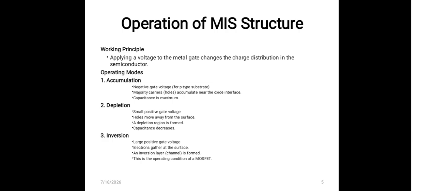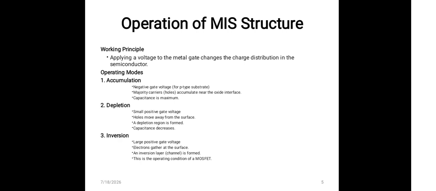What is the accumulation mode? As I said, the advantage of this MIS is that, depending upon the gate voltage, it will be resisting the power. When we apply the electric field, it will be minimizing the power dissipation. So depending upon the gate voltage, we categorize these three modes.